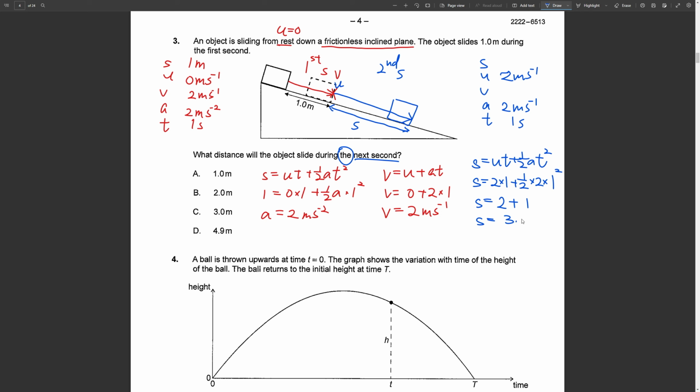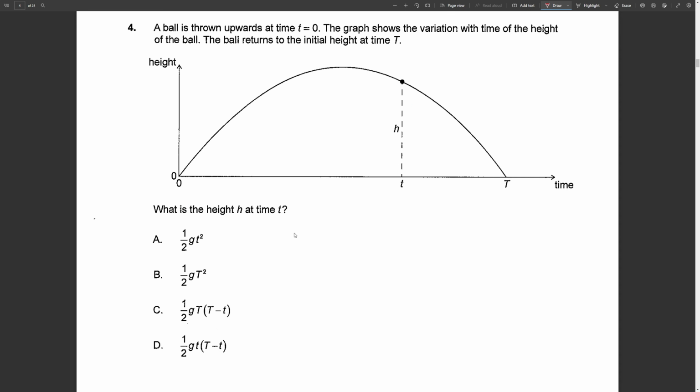The displacement traveled in the second is 3 meters. Answer is C. Question 4.